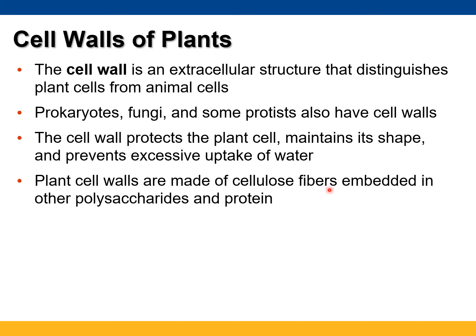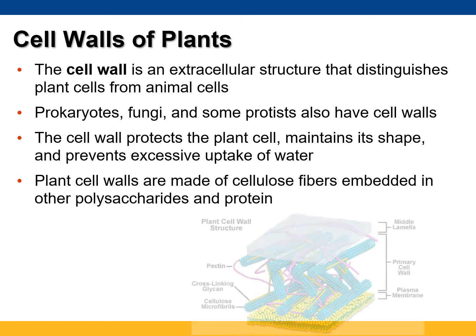It's made up of cellulose, but also other proteins and other polysaccharides. So cellulose is one of the main components, but things like pectins and other types of glycoproteins and so forth can contribute and make different cell walls in different plant tissues and in different plants.